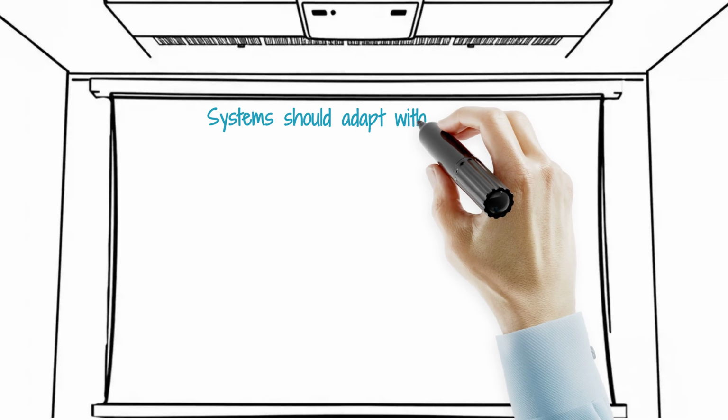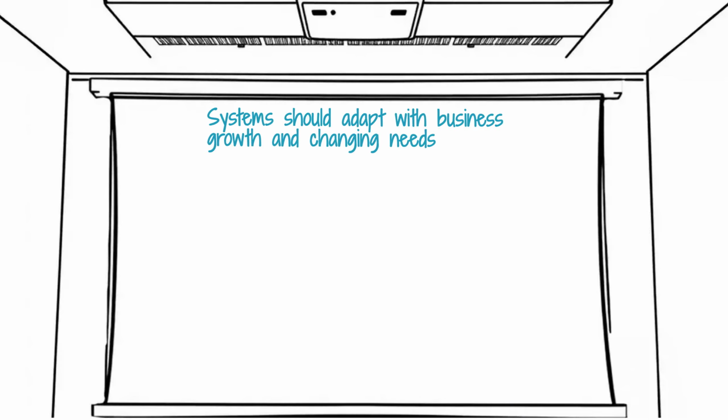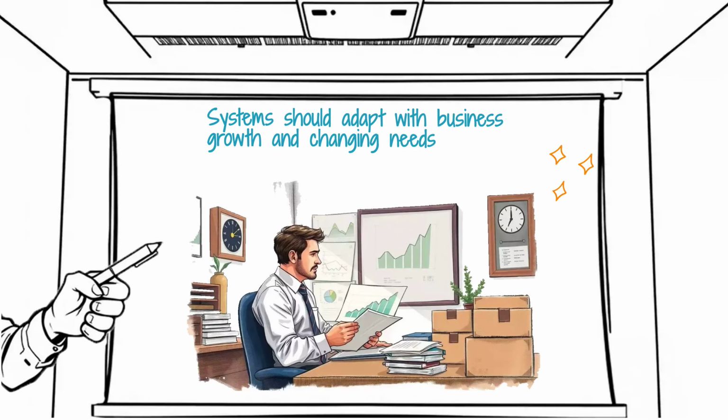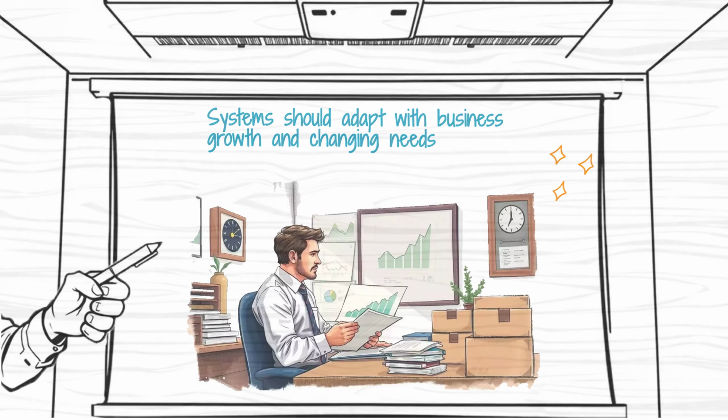Finally, consider the need for a system that evolves. Your business could grow, necessitating additional features. Computerized systems are scalable and can adapt with ease, while manual systems may require significant restructuring.